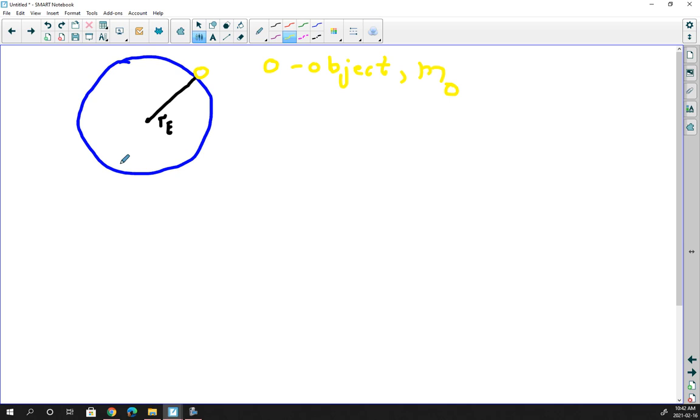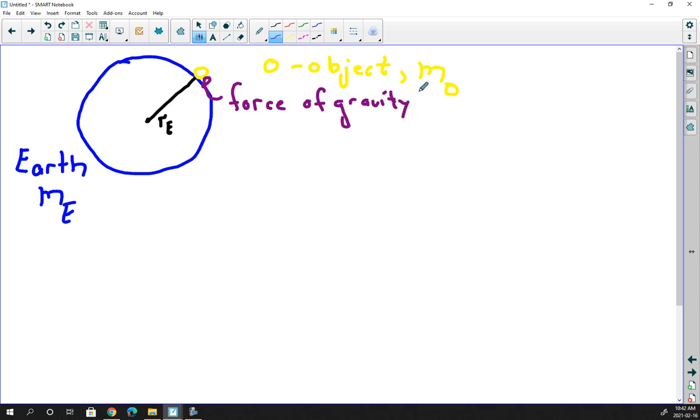And this is the Earth right here. Okay, so let's write that down. This is the Earth, and we'll say that the mass of the Earth is ME. So we have MO and ME. So what we want to do is find the force of gravity on this object. All right, we want to find the force of gravity on that object.